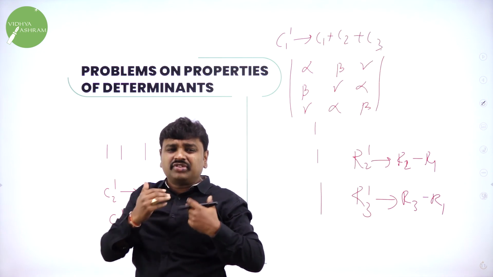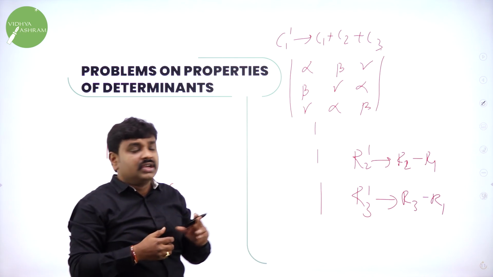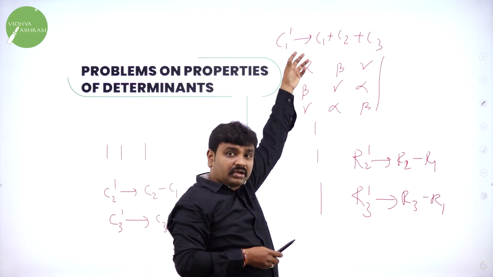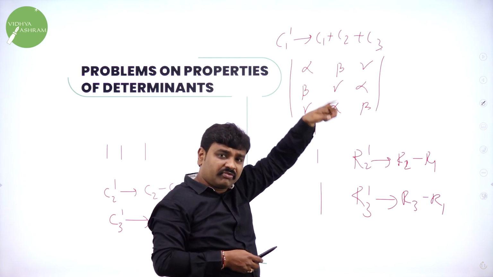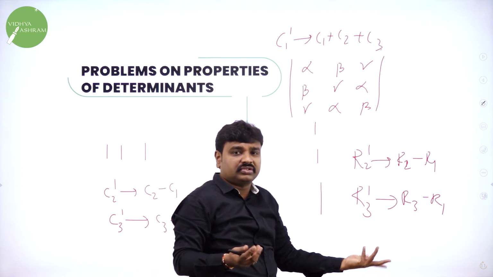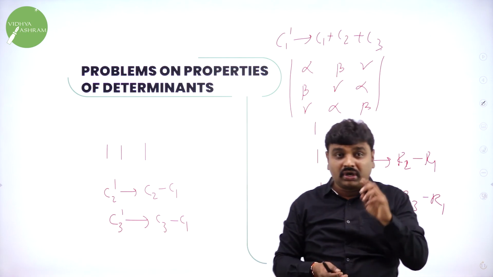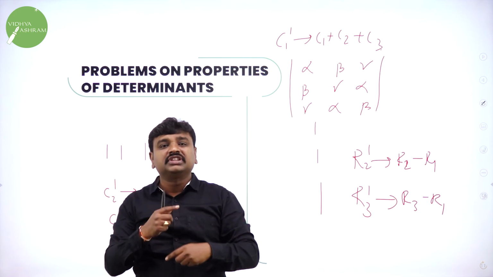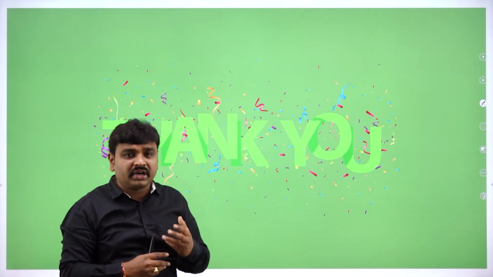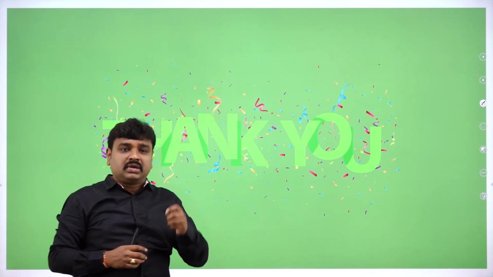And practice. The more problems you practice, the easier it will become. When you do this, every element of the first column becomes alpha plus beta plus gamma. You can take it out. When you take it out, it will become 1, 1, 1. You will arrange this. Then you do this. That's what we have done. So all the problems we have done today are important and interesting. Please practice them. So I told you, after you practice this, we'll go ahead with new concepts of determinants.